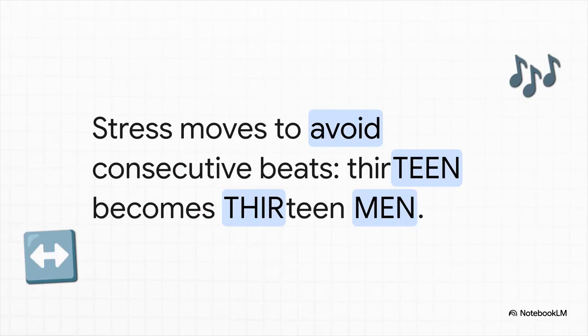Now, let's talk about a really cool phenomenon called stress shift. See, English hates traffic jams. It strongly dislikes having two heavy primary beats crashing right into each other. Look at the word thirteen on its own. The stress is hanging out at the end. But what happens when we put the heavily stressed word men right next to it? Well, to avoid a total rhythmic car crash, the stress on thirteen actually jumps backward. It becomes thirteen men. This stress shift creates a much smoother, alternating, regular rhythm.